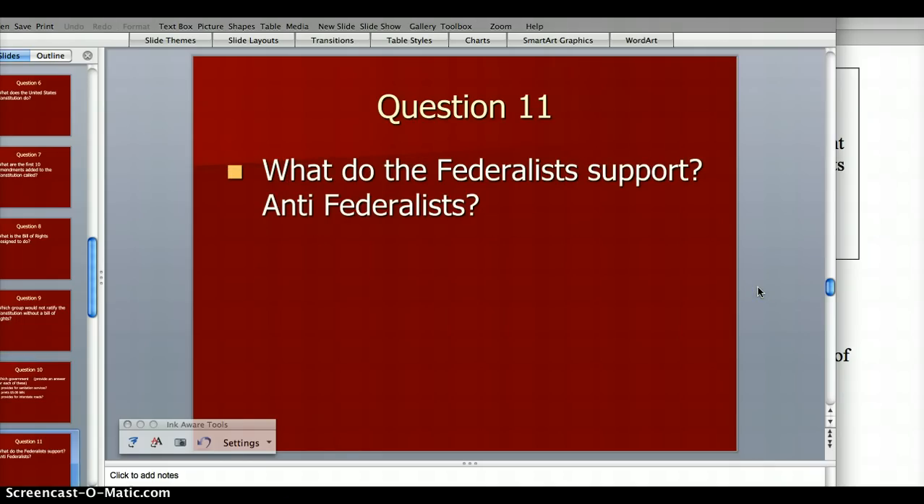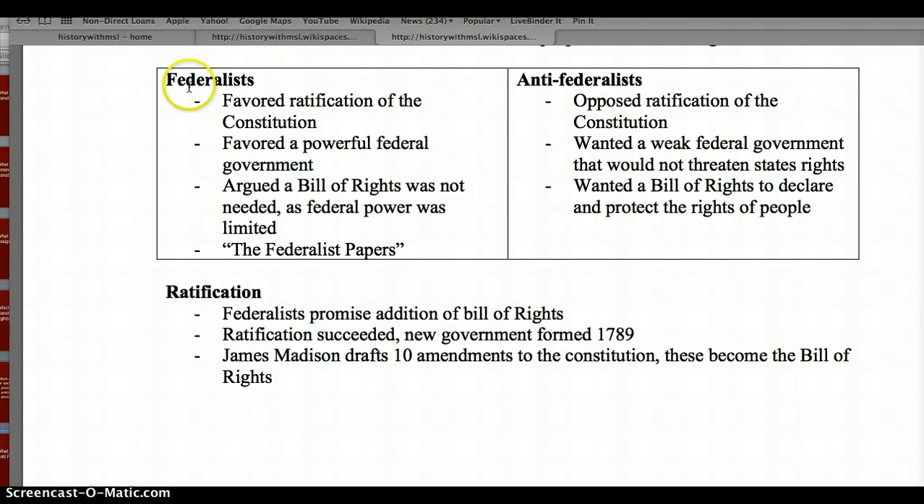Question 11, what do the Federalists support? Anti-Federalist. Again, you're going to go back to this chart here. We have the Federalist, Anti-Federalist, and you can go back to your book as well. The Federalists are on page 120 and the Anti-Federalists are on page 121.